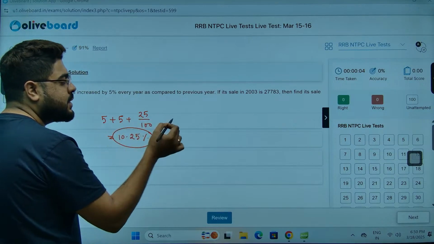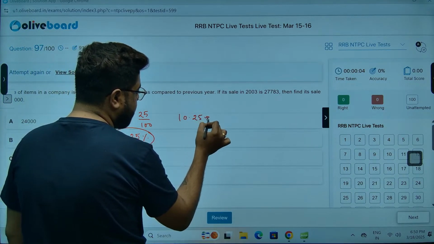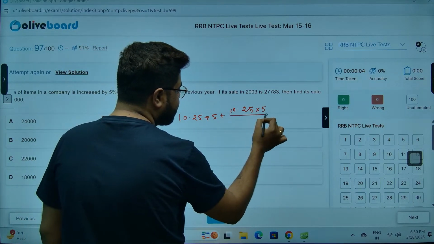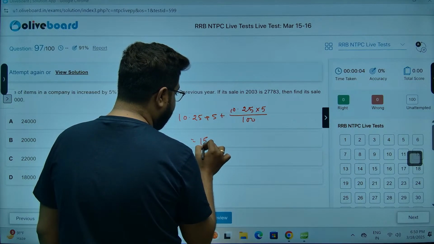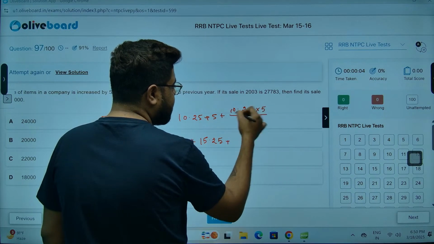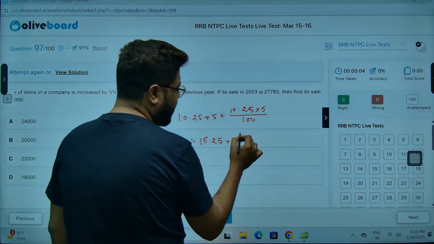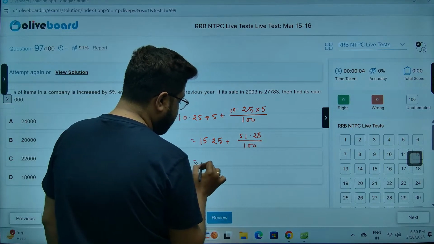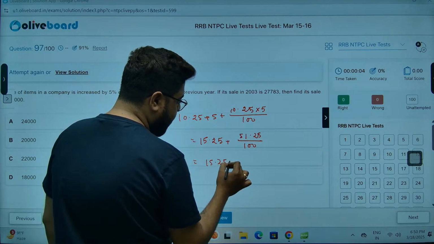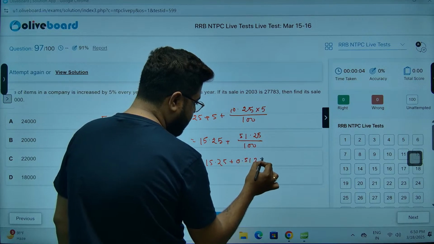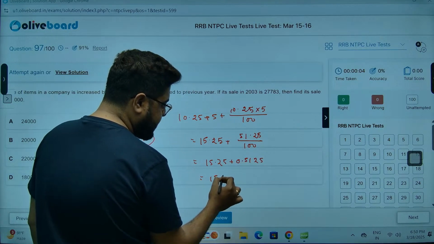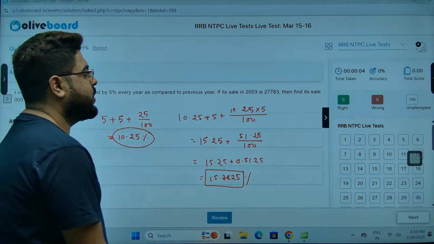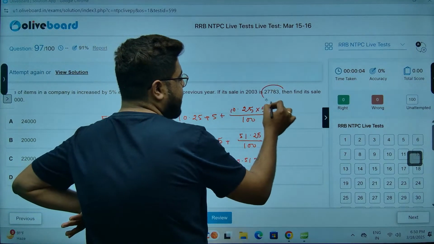Again, take the AB theorem once. 10.25 plus 5 plus 10.25 into 5 by 100. It is 15.25 plus 51.25 by 100, meaning 15.25 plus 0.5125, which is 15.7625. That is the total increment.